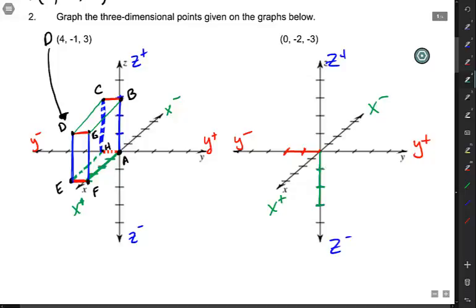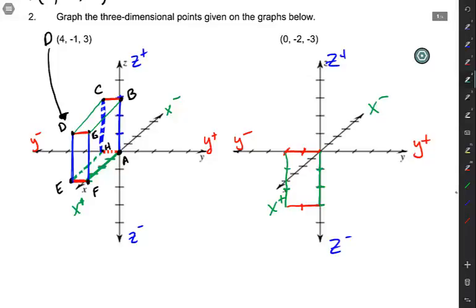Down 3. So I guess from the other red line, I need to go down 3 and over. Okay. Where is that point? Describe it with words. Where is it? Where do you see that point, Trevor? Think three-dimensional. Where is that point? Just describe it.